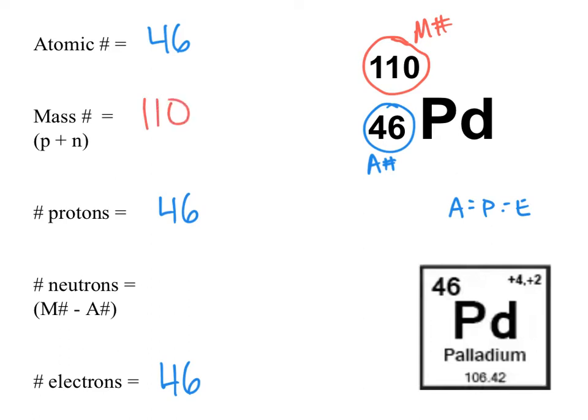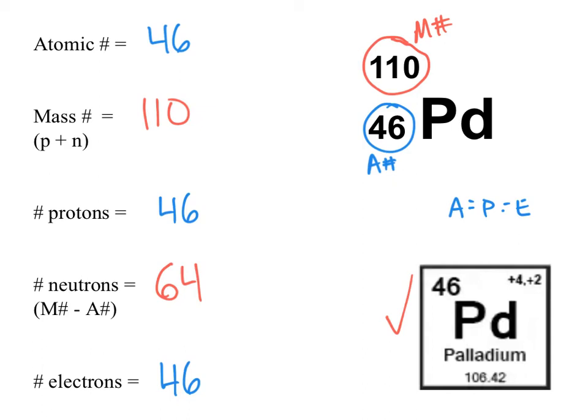Well, how do I figure out the number of neutrons for this specific isotope? I take the mass number minus the atomic number. So 110 minus 46 is 64. If you have to use a calculator, that's fine. But I was able to find out all this information by looking at my isotope notation. It also helps, of course, when I have my handy-dandy periodic table square.